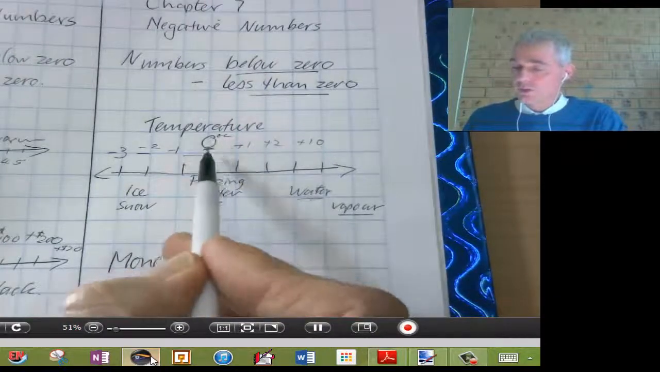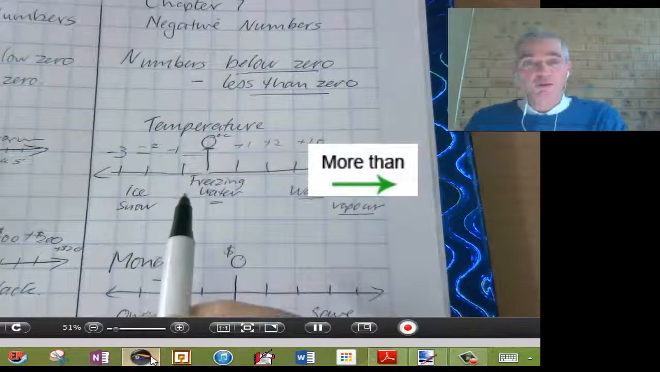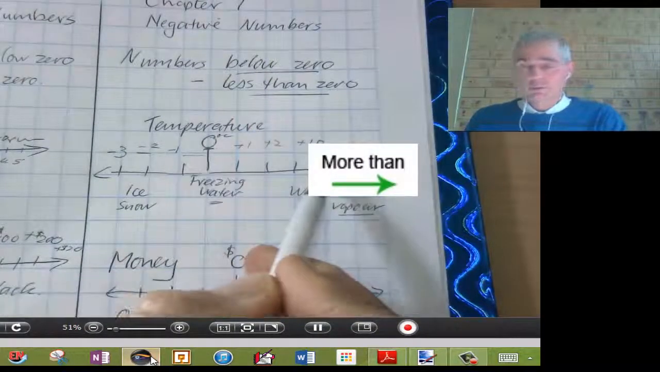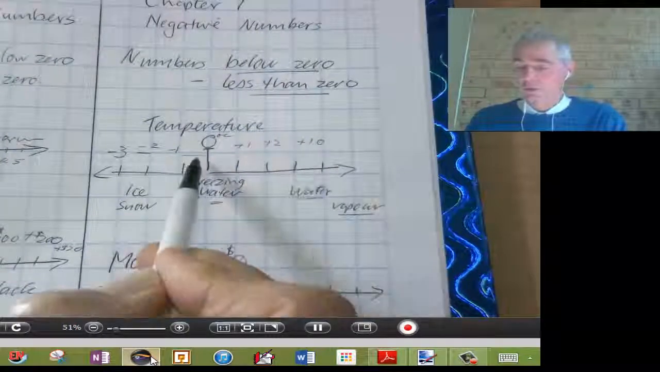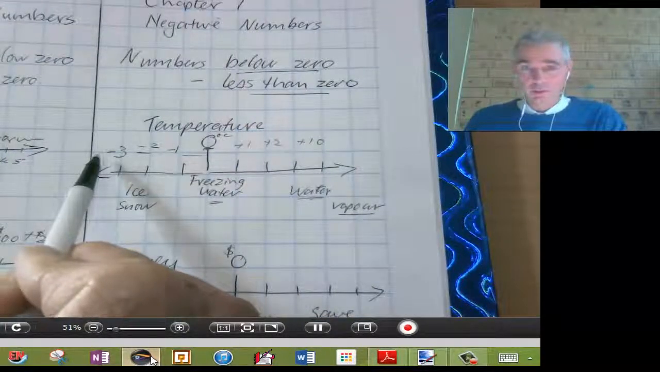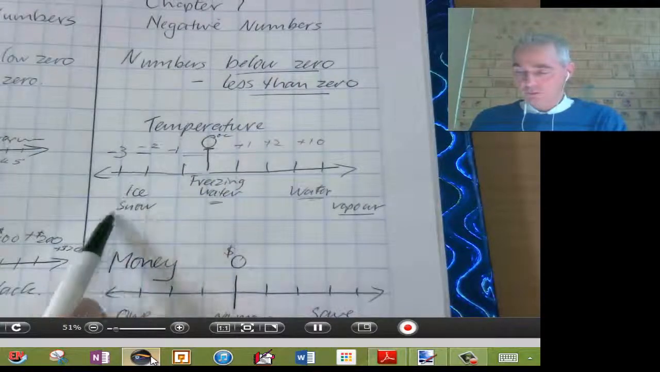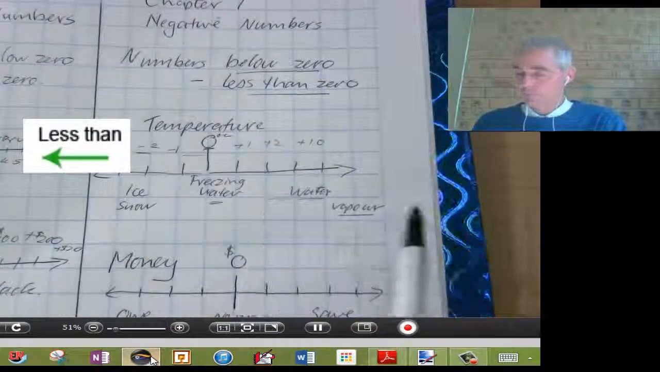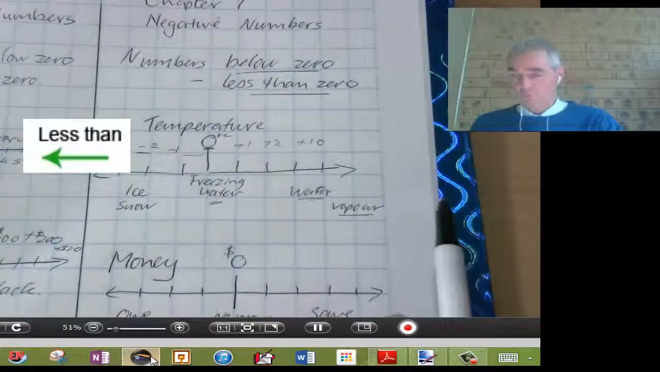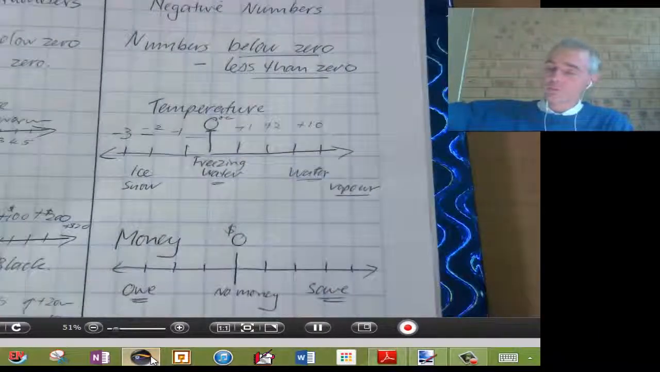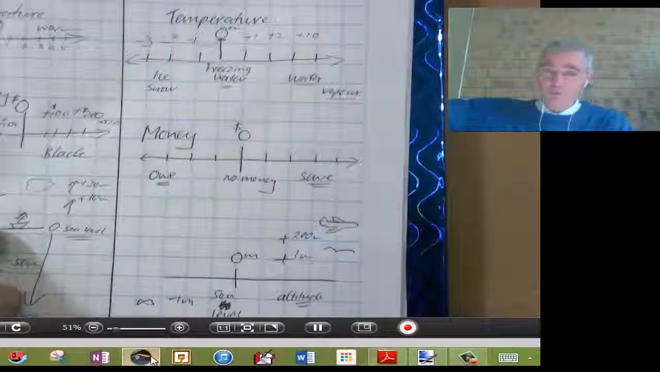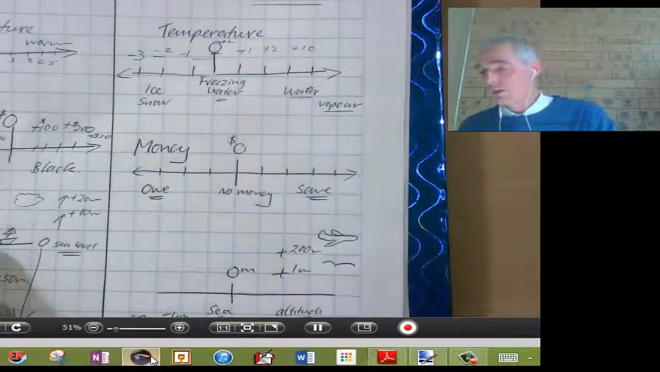So there's 0 in the middle. We use that as our midpoint for going to liquid on one side, or going solid and freezing in the minus. Down here in the minuses we get our ice and snow. At the top, of course, our water and our steam and water vapour. Other areas that we use negative numbers. Numbers that are less than 0.